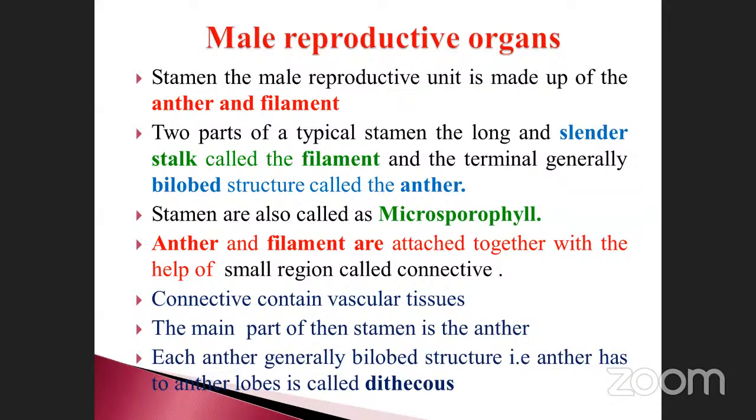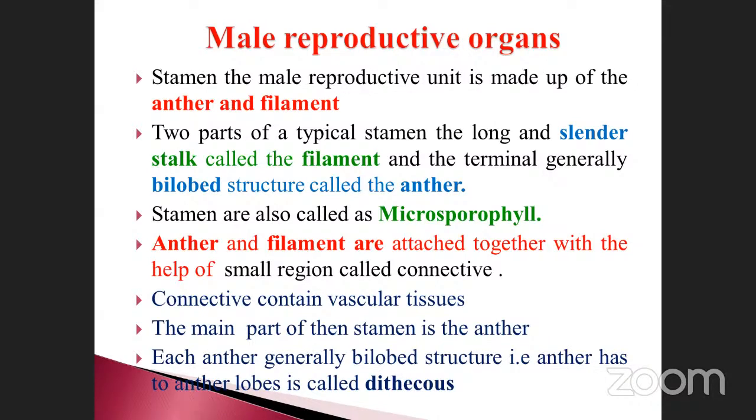Stamens are also called microsporophylls. This is also very, very important. Stamens are also called microsporophylls in nature, because they are minute. We can see them under the microscope. Okay, they can move from one place to another. That means the male gamete can move to the female during the pollination process.